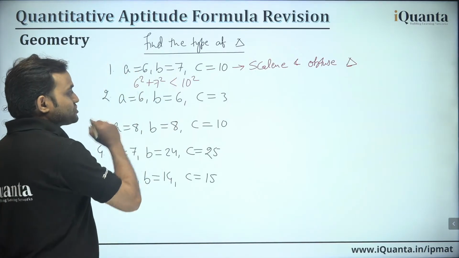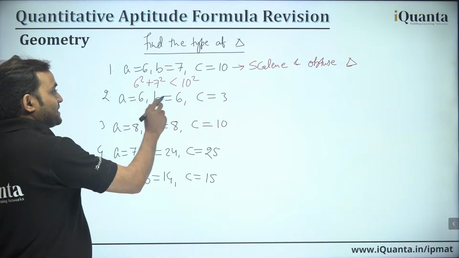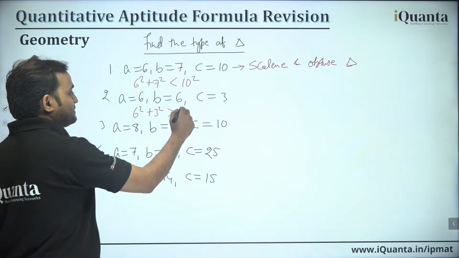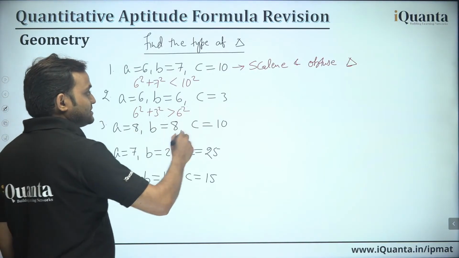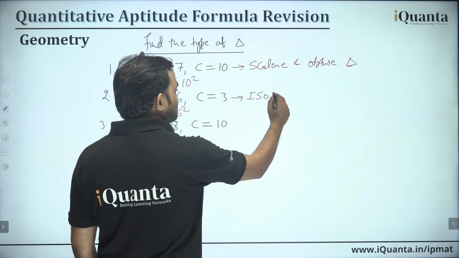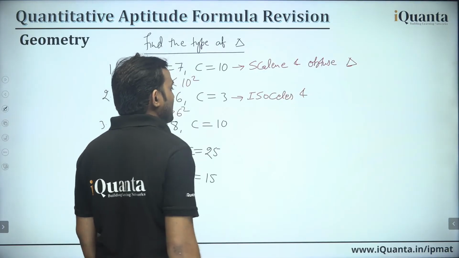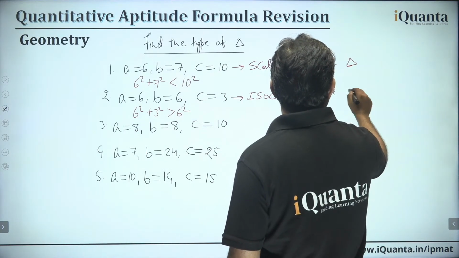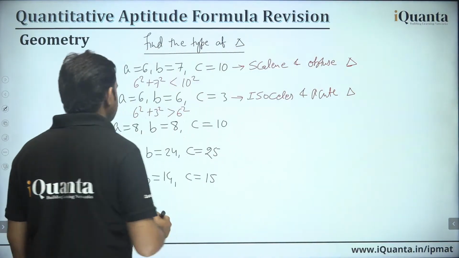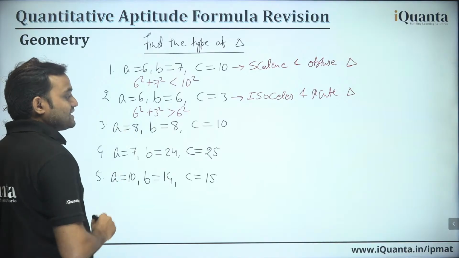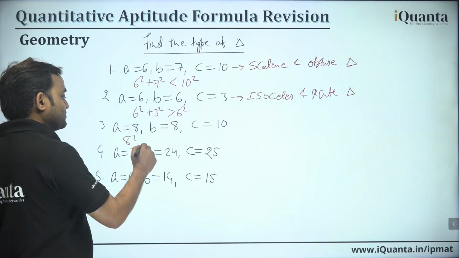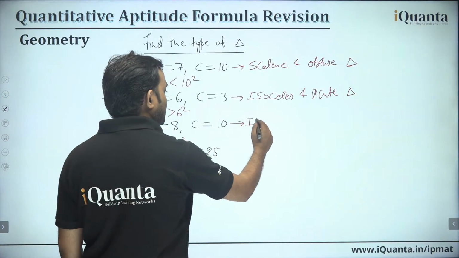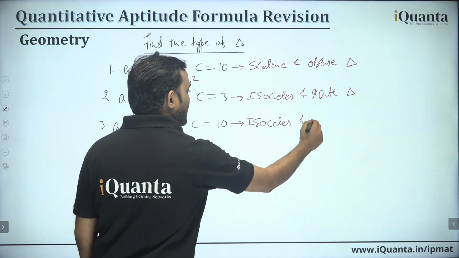Now in the second case, if you check, 6 square plus 3 square will be greater than 6 square, yes. So in this case, this triangle will be isosceles as well as acute angle triangle. Isosceles and acute triangle. Then the third one, two side lengths are equal. Now if I take 8 square plus 8 square, this will be greater than 10 square. So this triangle will be isosceles and obtuse.